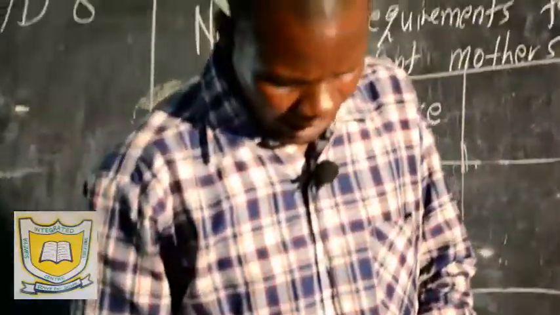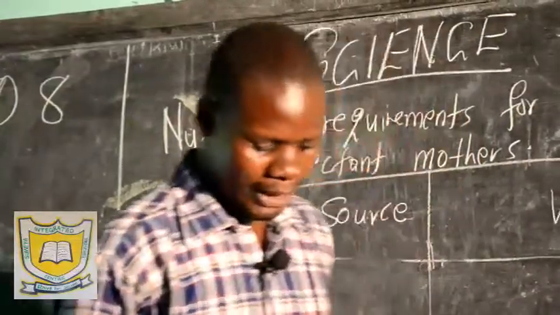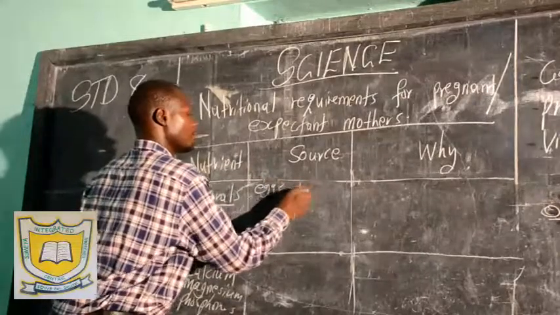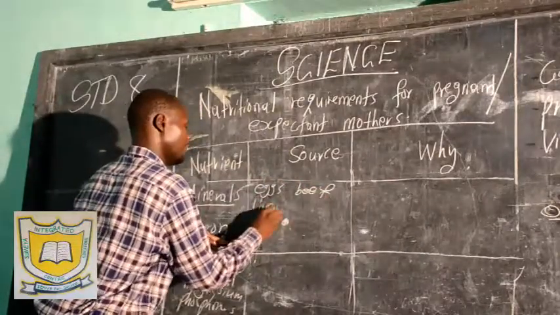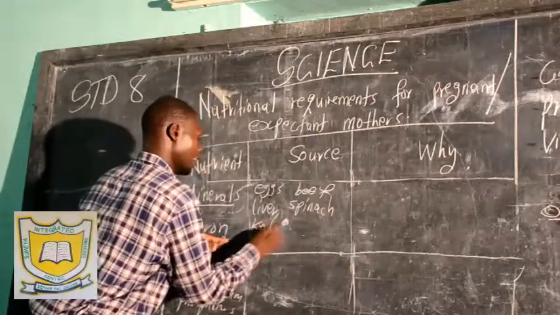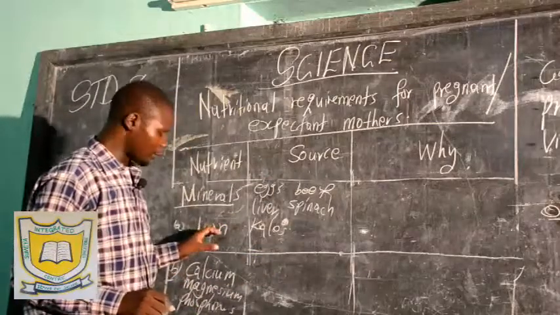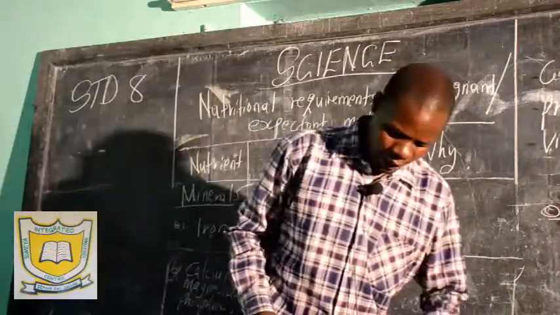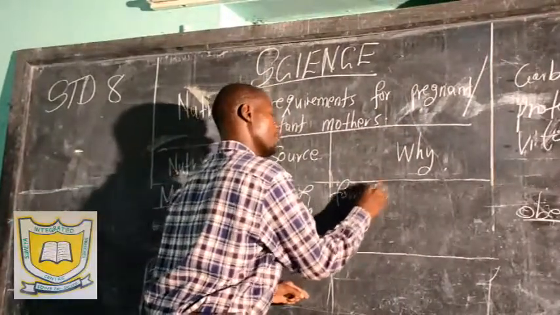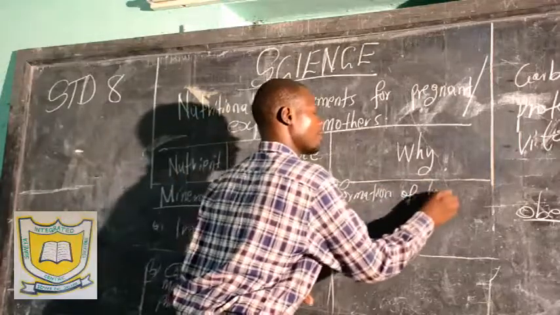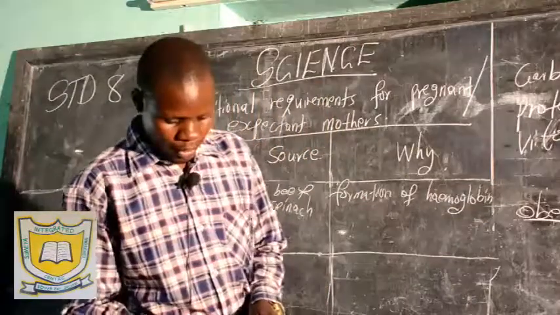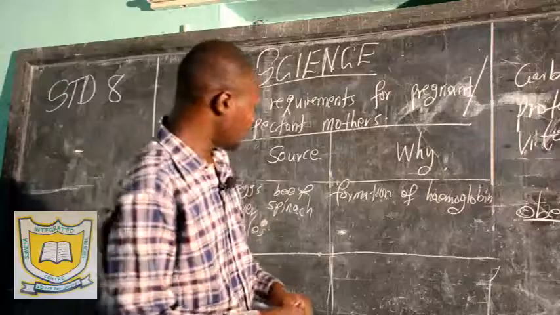Now, when we talk about iron, the sources of iron, we have eggs, beef, liver, spinach, and kales. These are some of the sources of iron. Now, what is the function of iron? Formation of hemoglobin. We also have healthy blood to avoid anemia.